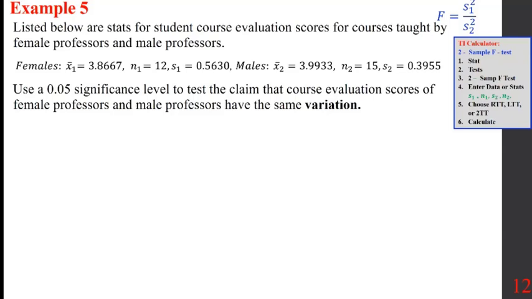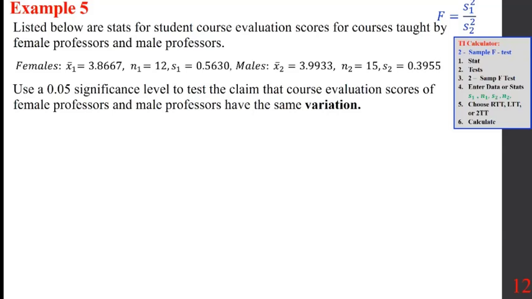Here's another one. Listed below are stats for student evaluation scores for courses taught by female professors and male professors. Females, X bar 1 equals 3.8667, N1 equals 12, S1 equals 0.5630; males, X bar 2 equals 3.9933, N2 equals 15, S2 equals 0.3955. Use a 0.05 significance level to test the claim that course evaluation scores of female professors and male professors have the same variation. So all we have to do, just write different steps.